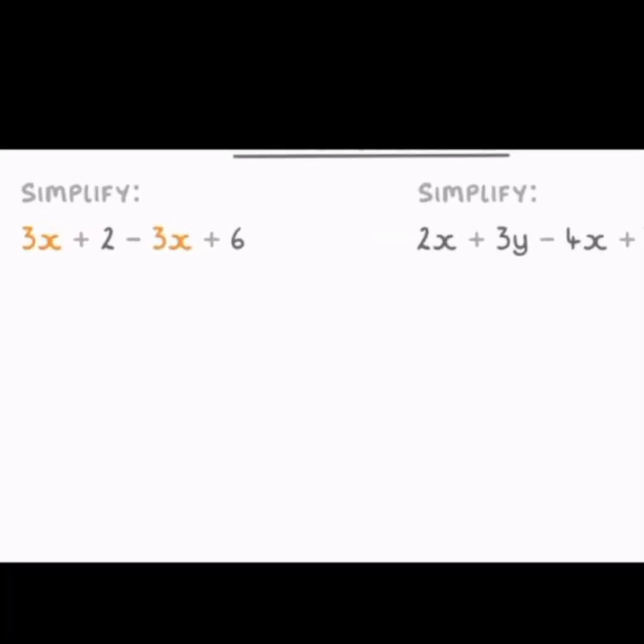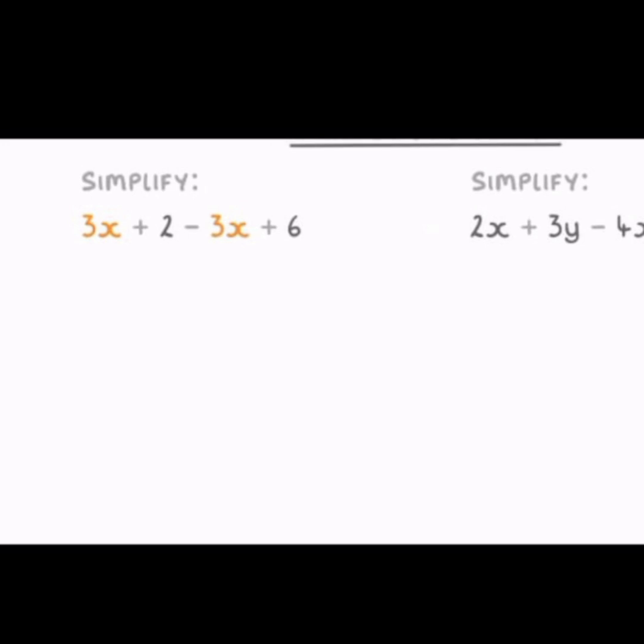Now here you can see there are 2 other examples. In this question, you can see simplify 3x and 3x. They both are x terms. They both have the x variable with the power 1. When the power is not mentioned, x is with the power 1, x power 1. You can also just call it x.